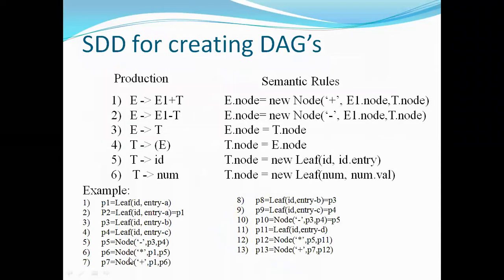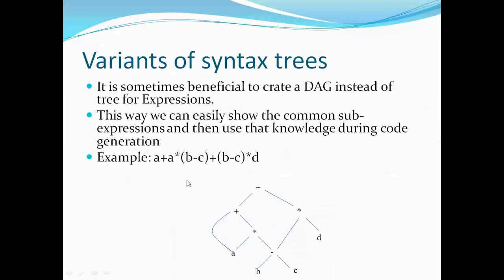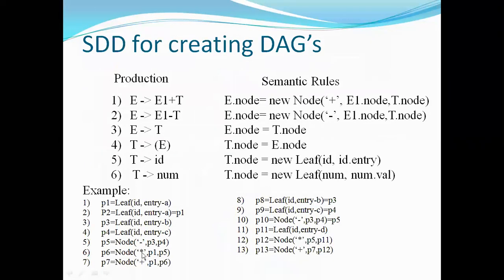And now P6 is equal to, and this P5 should be multiplied with P1, because P1 is an A. That is A into B minus C. For P6, here again I am using a node function, star comma P1. What is P1? P1 is an A. And P5 already consists of the entries with B minus C. So that means A into B minus C, right? Is it clear now?